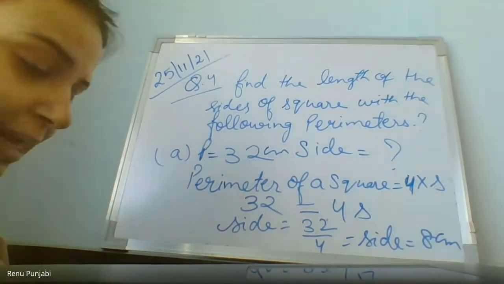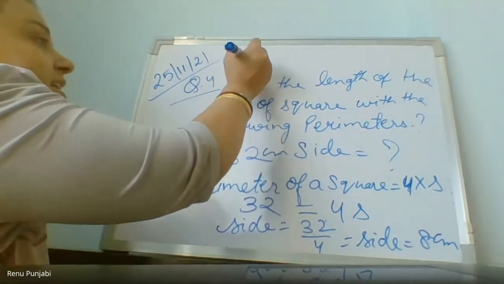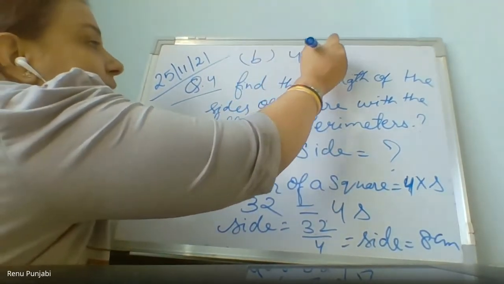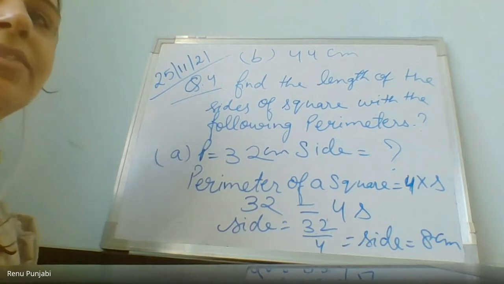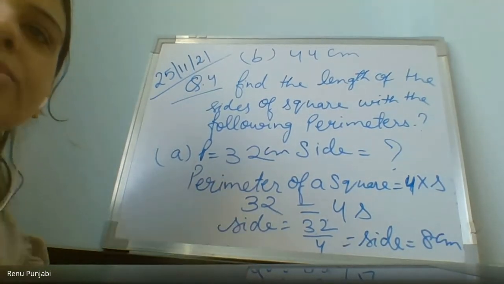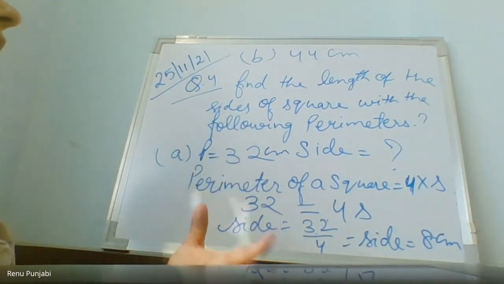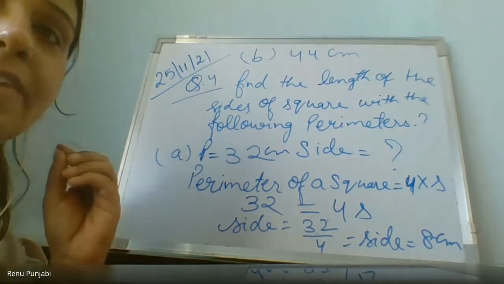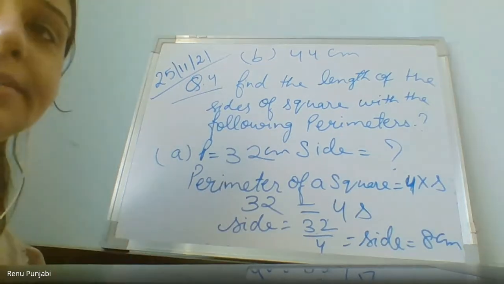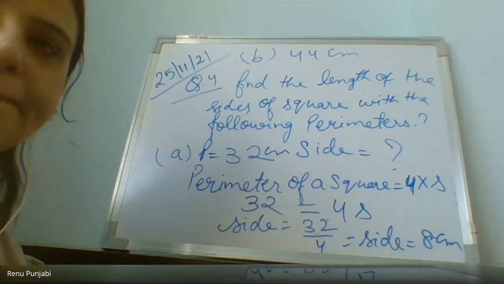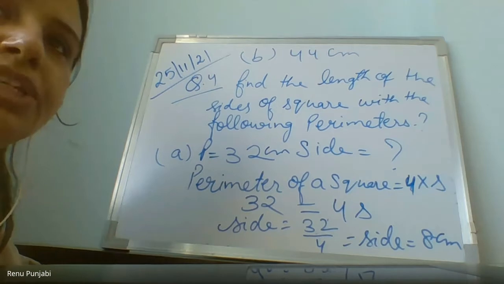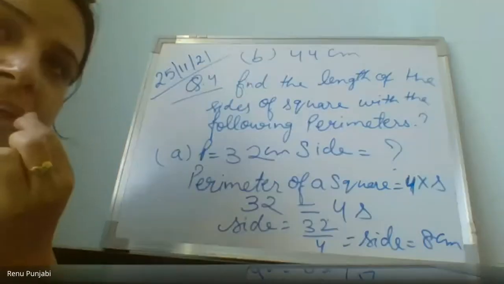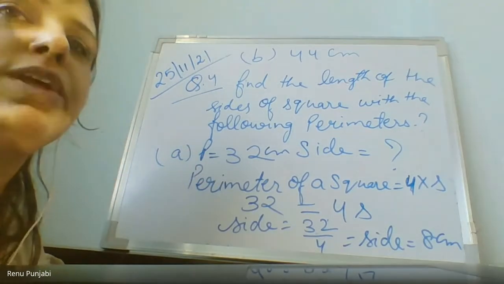Now I am giving you the next sum. Do it by yourself. B. 44 centimeter. What will be the side of this? You can do it verbally also. No need to write such formula. Perimeter of a square divided by 4 will give you the measurement of each side. 11 centimeter. 44 divided by 4 will be 11 centimeter.